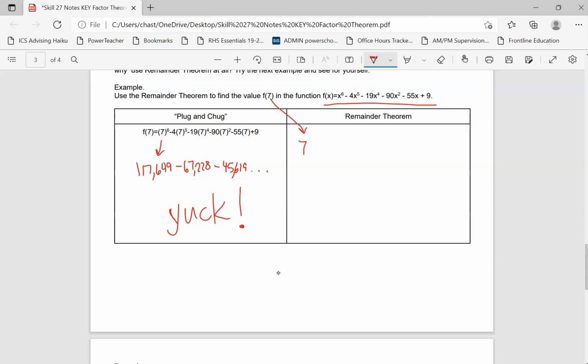Now, they give you the function value of 7, so we don't have to put the opposite out here because they're just saying, okay, what is f of 7? I'm going to look at these coefficients here, and I'm just going to write them down. So we have 1, negative 4, negative 19. We're missing the 0x cubed, so we have to put a 0 in there. And then negative 90. Negative 55 and 9. Drop down your 7. 7 times 7 is 49. And yeah, these numbers might get a little big, but not nearly like what we had.